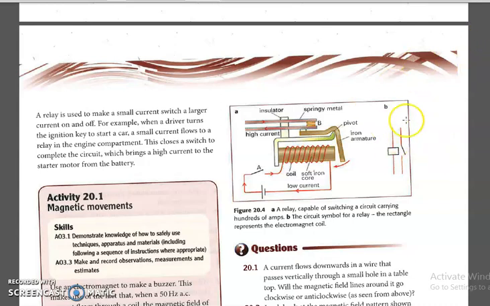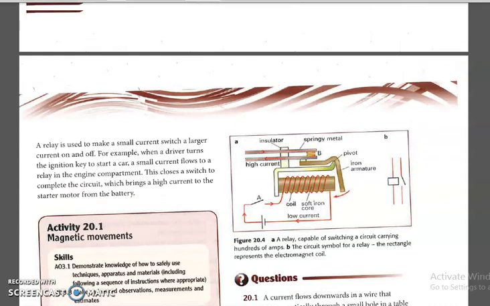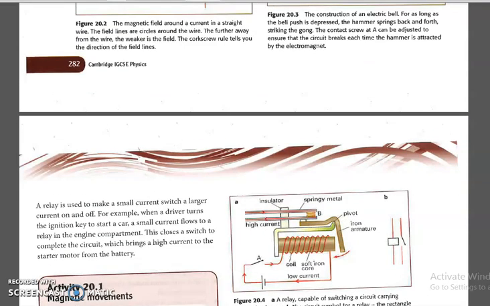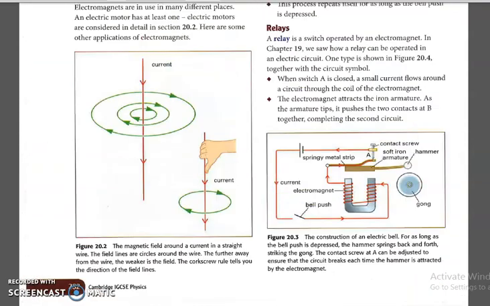Okay, so this is a simple diagram for the relay switch. We have already discussed it in our previous section. Okay, so here, when switch A is closed, some small current flows around the circuit through the coil of the electromagnet. The electromagnet attracts the armature. As the armature tips, it pushes the two contacts of B together, completing the circuit.